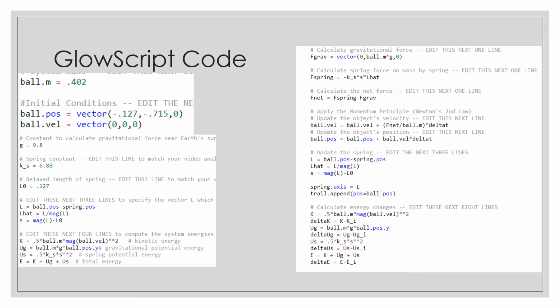And after that, we then re-updated the spring potential, gravitational potential, and the kinetic energy for each time period. And then also added delta UG, delta US, and delta K, the respective change in each of those energies to be updated throughout the model.